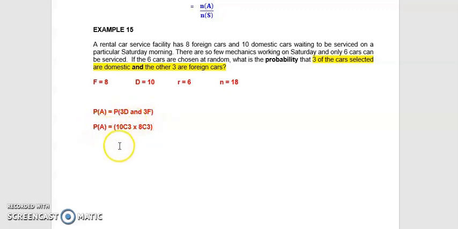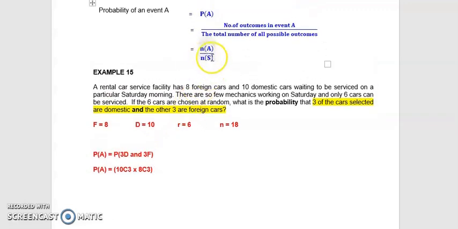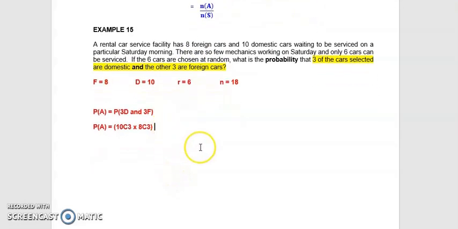Now we want to find the probability. Based on the method just now, we divide by the total number of possible outcomes. So the total will be nCr, where the total is 18 and r is 6, since 3 plus 3 is 6. When you calculate this, you get 0.36.